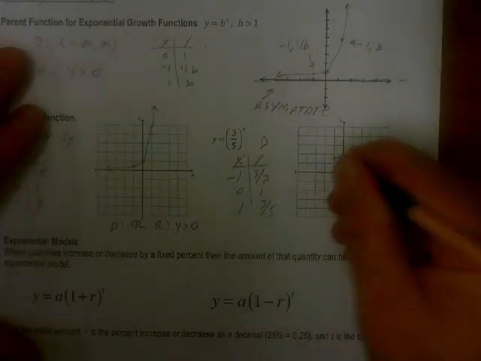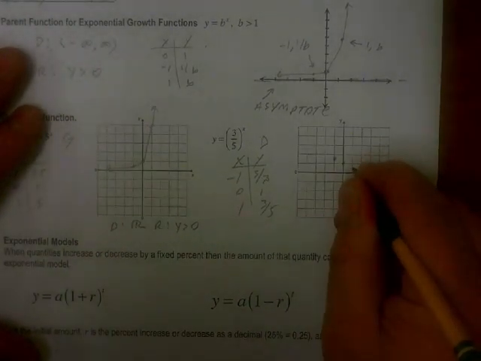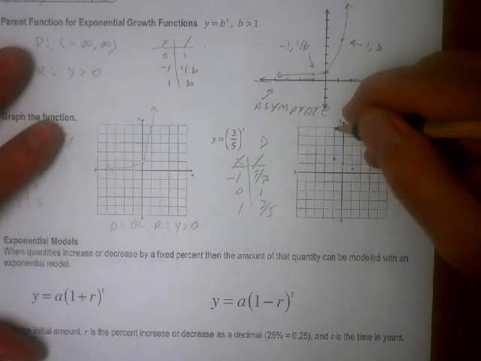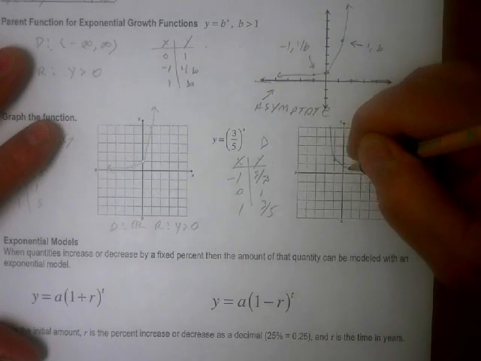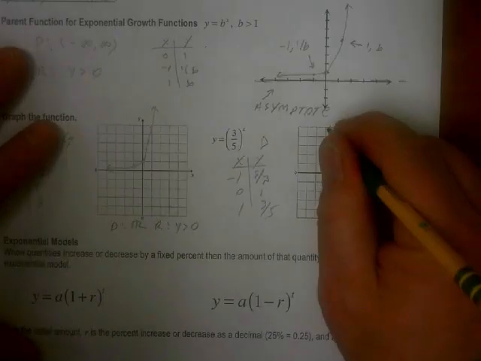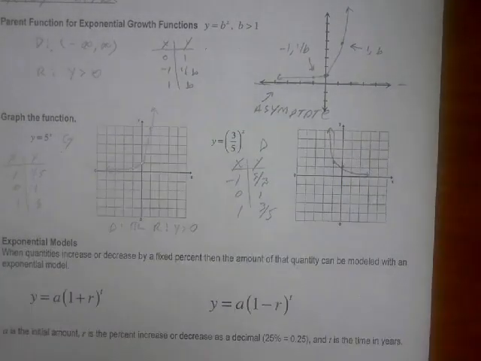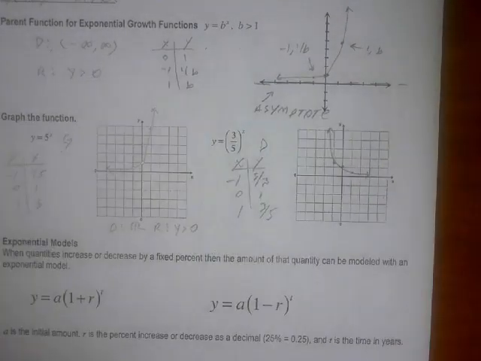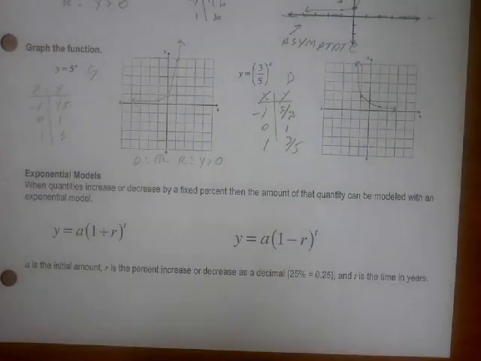So here's negative 1, 5/3, about right there. Here is 0, 1, and here is 1, 3/5. Now, I know it doesn't necessarily look like it, but it actually is a decay, and it's going to look like this. Again, you're going to have the same domain, which is all real numbers, and the same range, which is y is greater than 0.